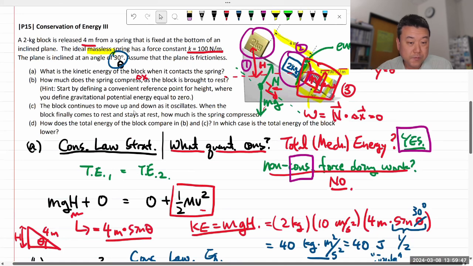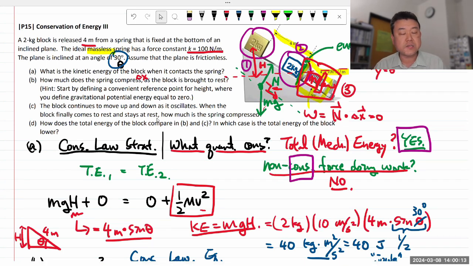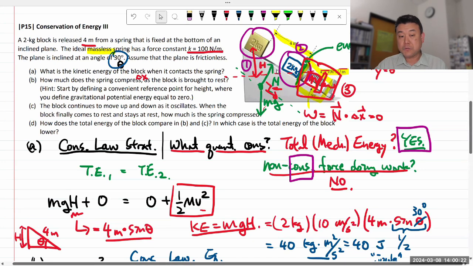It says the block continues to move up and down as it oscillates, and the block finally comes to rest and stays at rest. How much is the spring compressed? So this is the one question where you can't use conservation of energy. I think you have to realize that, as it says, the block finally comes to rest and stays at rest. You have to realize, the friction that we have been ignoring must have been significant in some sense over a long time period. That friction has taken out total mechanical energy. That's why it stops oscillating. So once you figure that out, then it gets to answer how much is the spring compressed.